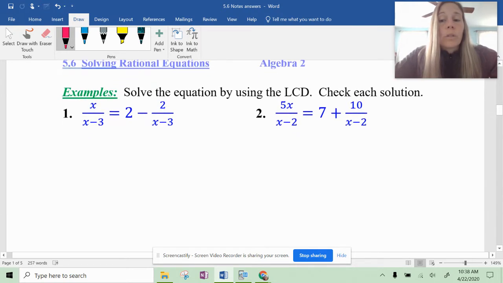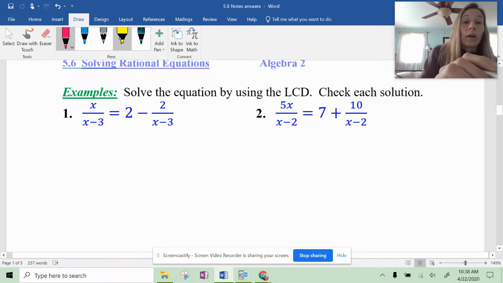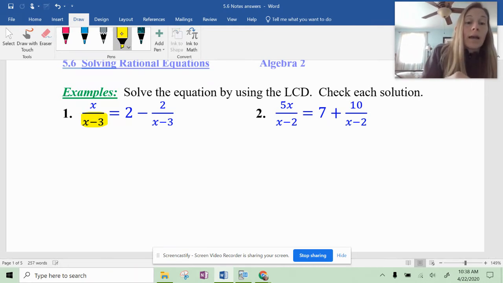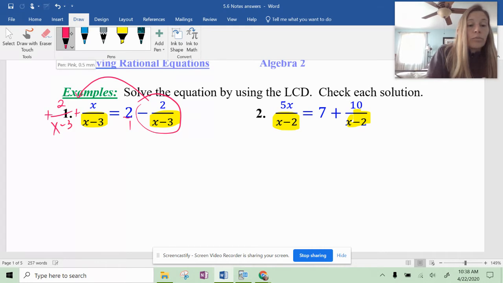So these two here, numbers 1 and 2, you could do with cross product property, right? Because you have x minus 3, x minus 3, or here you have x minus 2, x minus 2. So if you still want to do cross product property, that's fine. We're just going to take this over to this side here on the left. So it's going to become plus 2 over x minus 3, right? So x plus 2 over that common denominator of x minus 3. And then this side will just be 2 over 1.